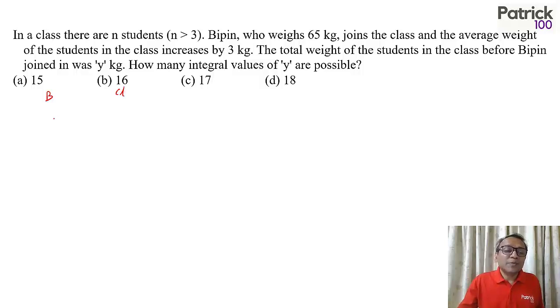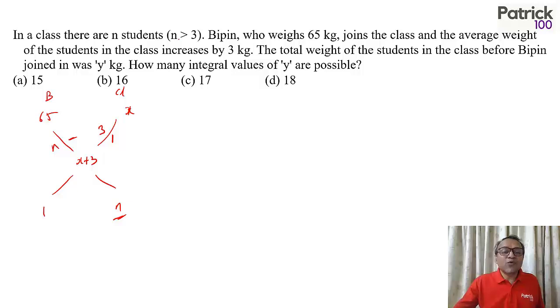So Bipin, who weighs 65 kgs. Let the others have an average of X kgs. So this will become X plus 3. And the ratio is 1 for Bipin, and there are some N people. Now when you do reverse allocation, this 1 comes out here. 1 stands for 3. So N, which is the number of students, for the 10 others, stands for how much?